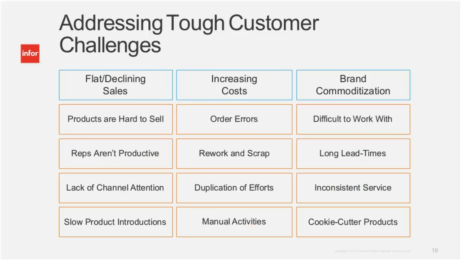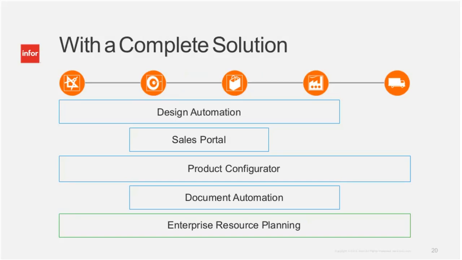Our Configure Price Quote application addresses tough customer challenges like declining sales that are the result of products that are hard to sell, or reps that aren't productive and have long lead times for introducing new products, increasing costs that are driven by order errors, rework, and scrap, and a lot of duplication of efforts. And of course, brand commoditization resulting from being difficult to work with and having cookie-cutter products. We address those tough customer challenges with a complete solution.